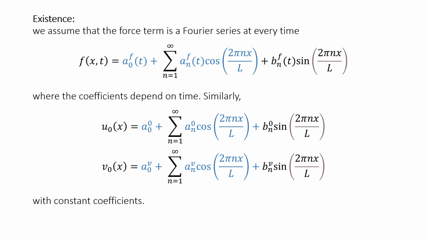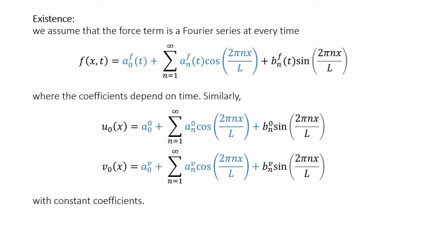We also assume that the initial data can be represented by a Fourier series, in which case, of course, the coefficients will not be time dependent. They will just be ordinary coefficients. So we assume that u_0(x) equals a_0,0 plus the infinite sum starting at n equals 1 up to infinity of a_0,n cosine 2 pi n x over L plus b_0,n times sine 2 pi n x over L.